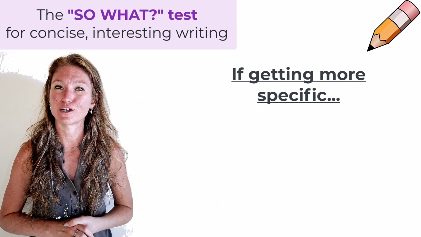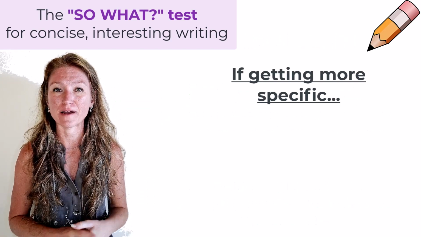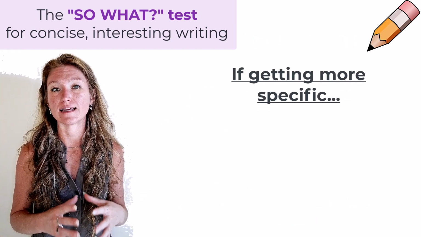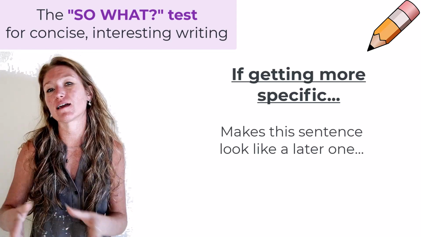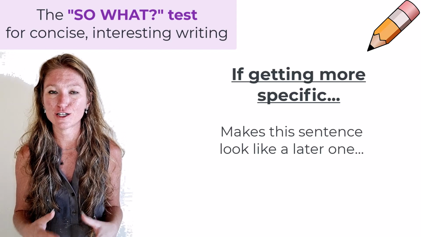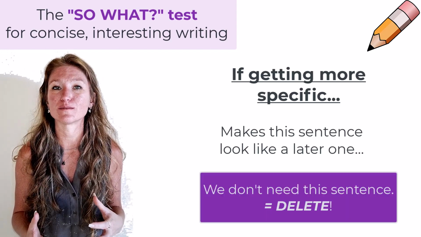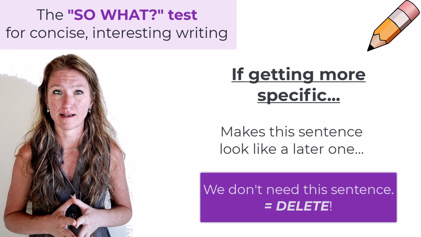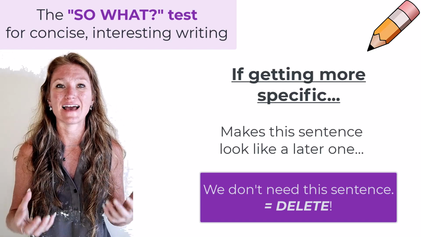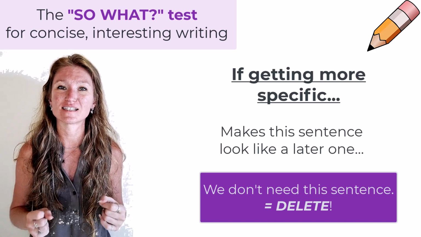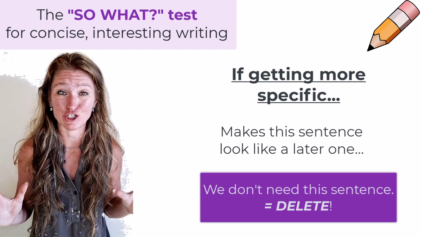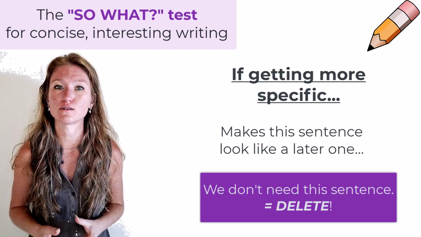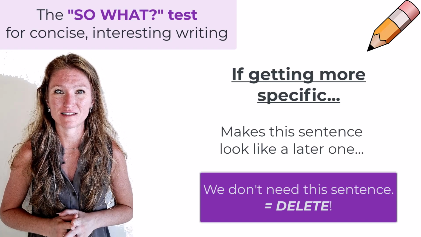Now, a quick note here as we're starting to get more specific. If the information that we're adding here to make this more specific makes this sentence look like the following sentences that come later, then that tells us we can probably just delete this sentence automatically. So if you're going through and adding the specificity makes the sentence look too much like all the others, then this is probably just one you don't need in general. You can jump right into the point with a later sentence.